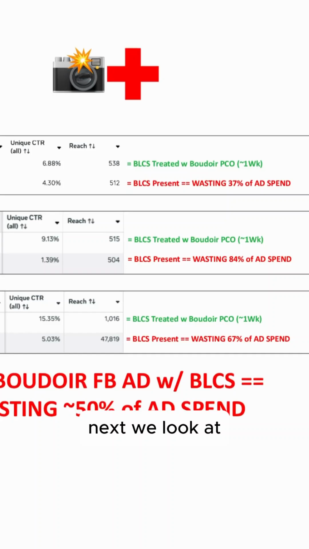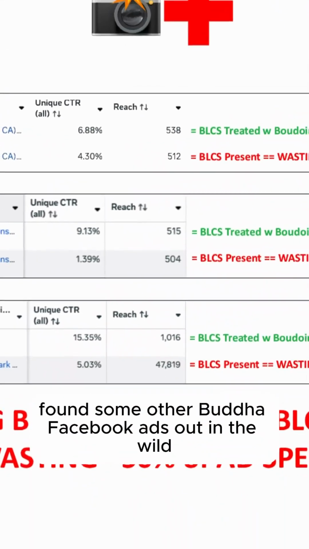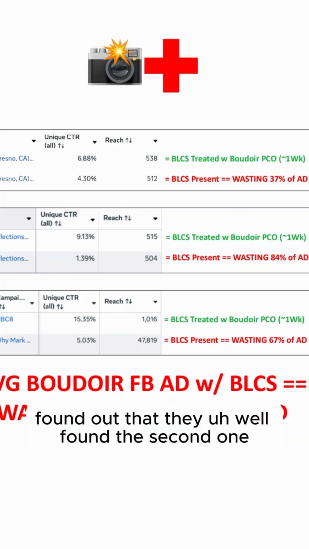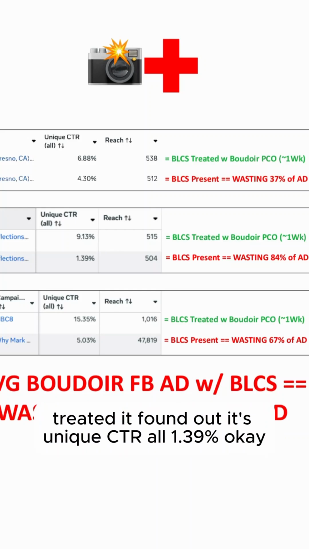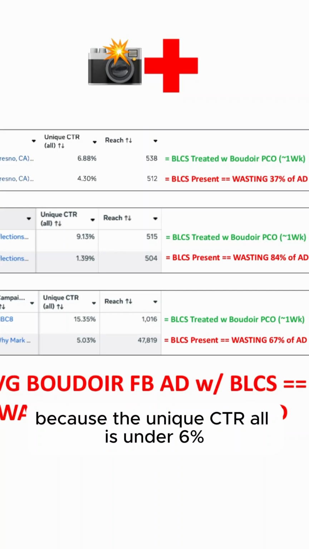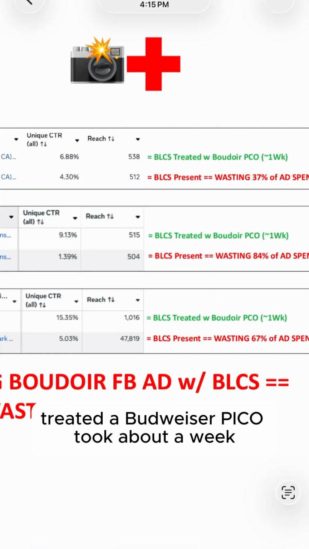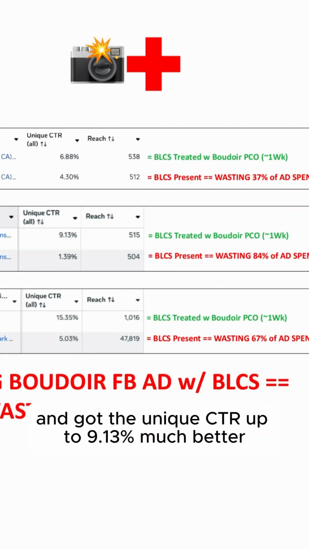All right, next we look at the second part of my residency. I went out there, found some other Boudoir Facebook ads out in the wild. Found the second one, brought it to the hospital, treated it, found out its unique CTR was 1.39%. Okay, so we know that BLCS is present because the unique CTR is under 6%. So I duplicated it, treated it with Boudoir Pico, took about a week, and got the unique CTR up to 9.13%, much better.